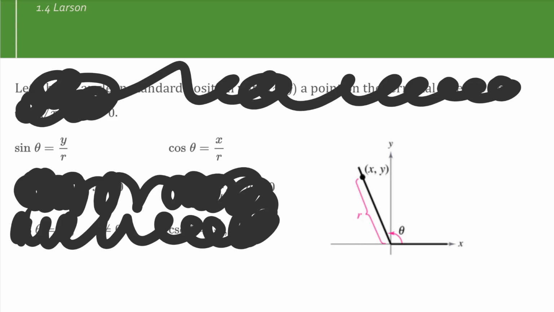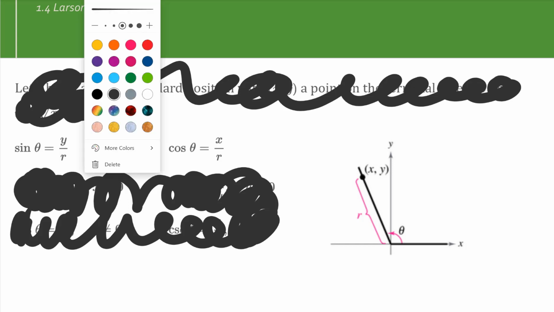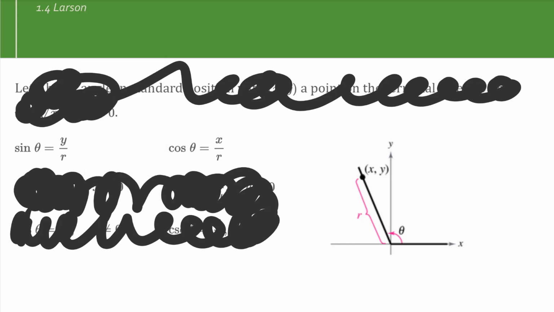Try to get rid of some of the noise, because there's a lot of noise going on, and we'll start erasing that. We'll talk about it. We won't hide from it forever. But what we're saying now is that sine of theta is equal to some y value over the radius.